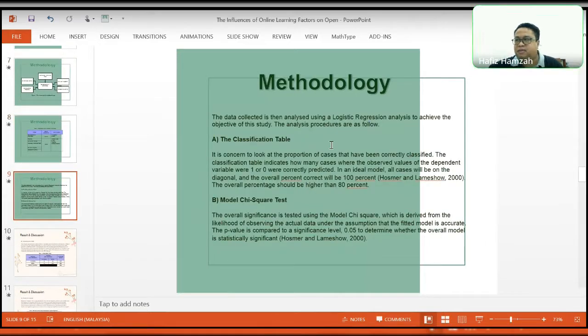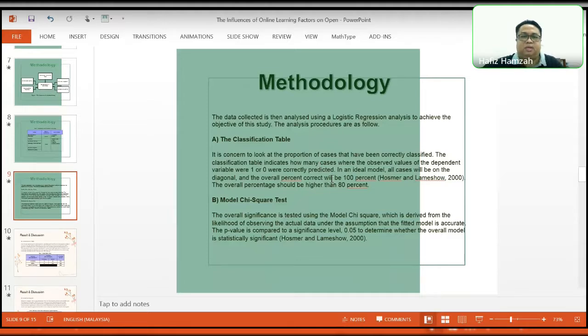Okay, so the data will be collected by using the Google form, and then we analyze it by using logistic regression to achieve the objective of this study. So we have the procedure as the first one. We have to do the classification table. It is concerned to look at the proportion of cases that have been correctly classified. So the classification table indicates how many cases where the observed value of the dependent variable were 1 or 0 were correctly predicted.